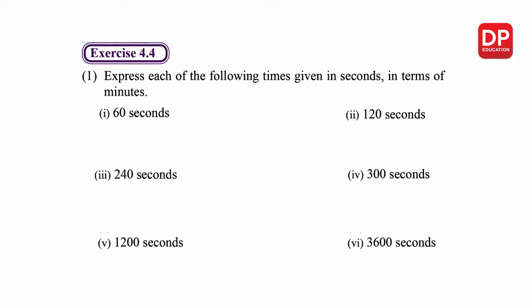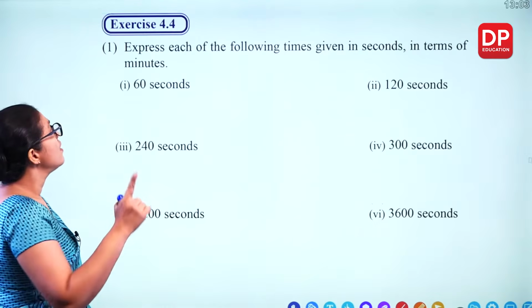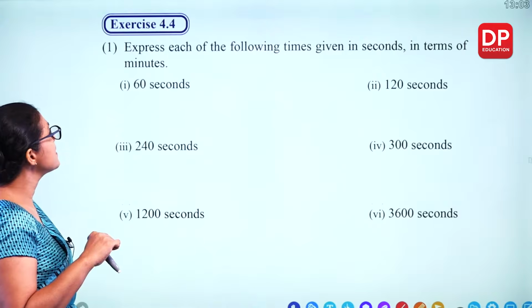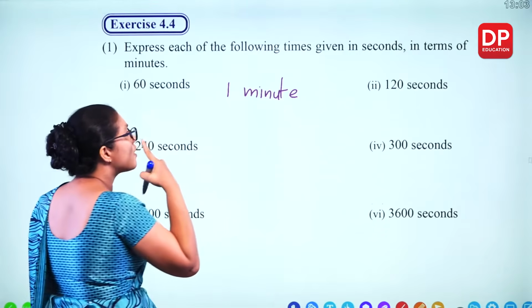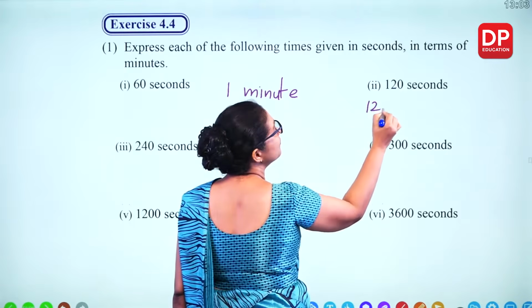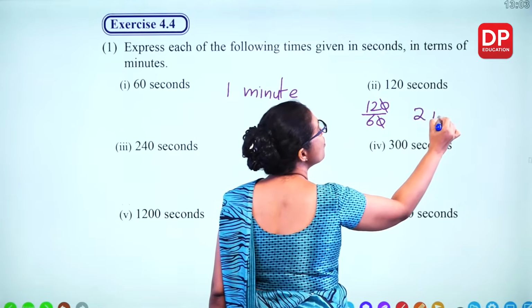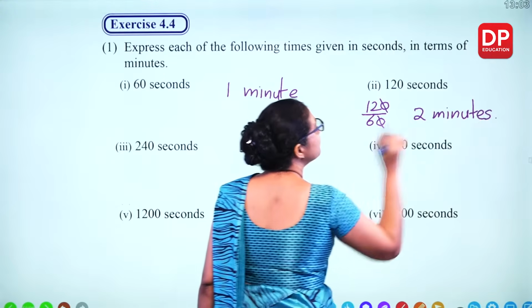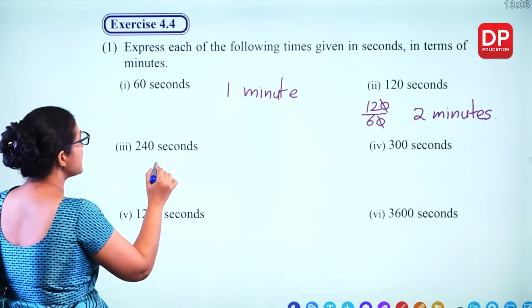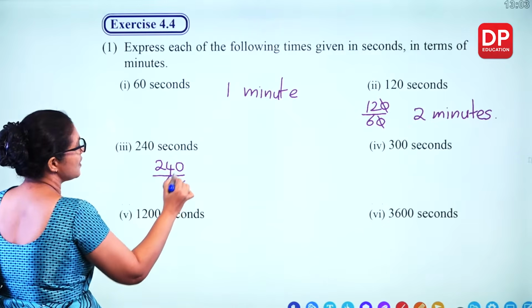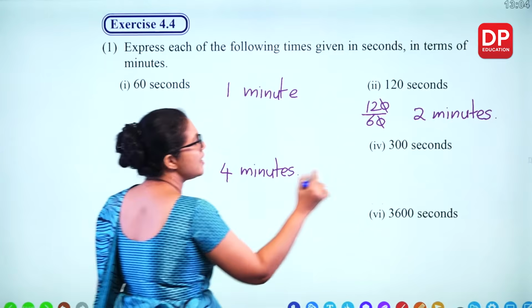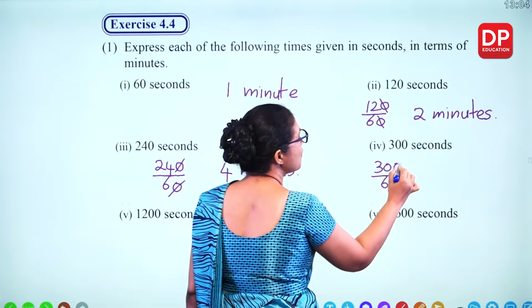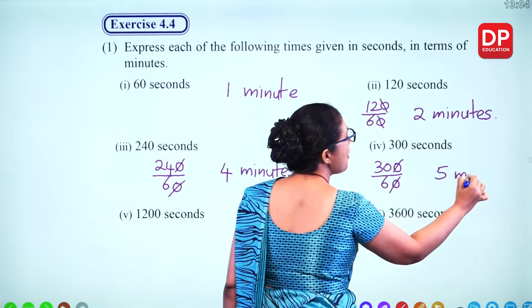Exercise 4.4. Express each of the following times given in seconds in terms of minutes. Seconds to minutes, you have to divide by 60. So 60 divided by 60, you get 1 minute. 120 divided by 60, you get 2 minutes. 240 divided by 60, 6 times 4, 4 minutes. 300 divided by 60. You get 5 minutes.